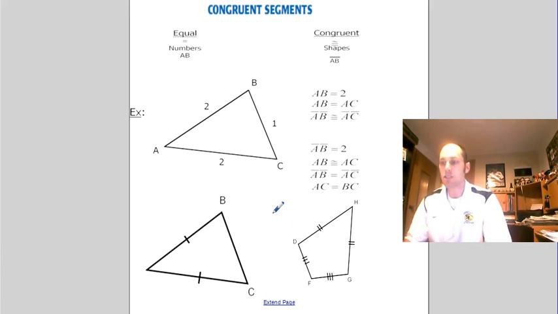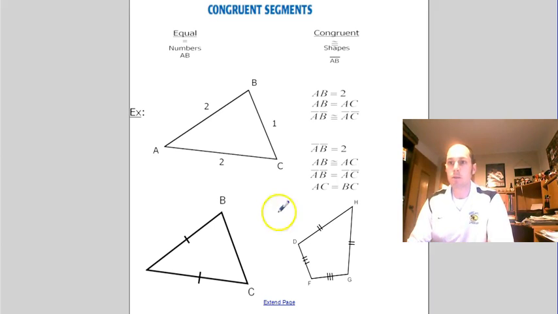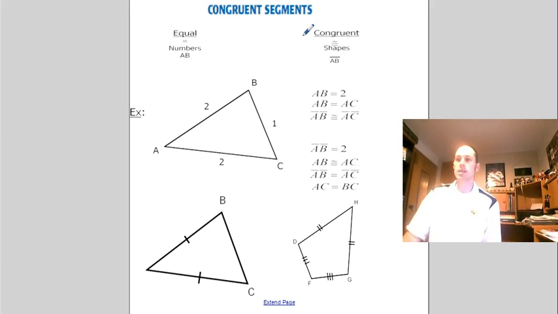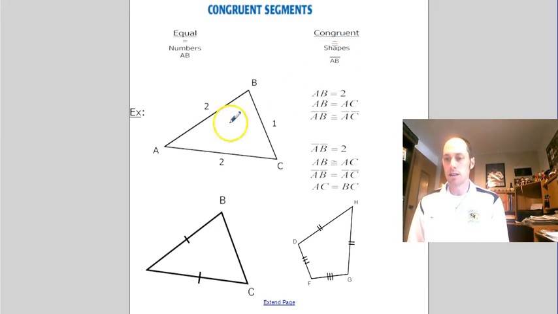Here I just want to bring to your attention some terminology that will be helpful. When we mention equal, that's using the equal sign. We use numbers, is what we're referring to as equal, and we're using AB with no segment markings. We talk about congruence. A figure is congruent if the lengths are equal. So when we talk about congruent, we use the equal sign with a squiggly line over the top. And here we're referring to shapes, not numbers. So we use the segment markings in that case.